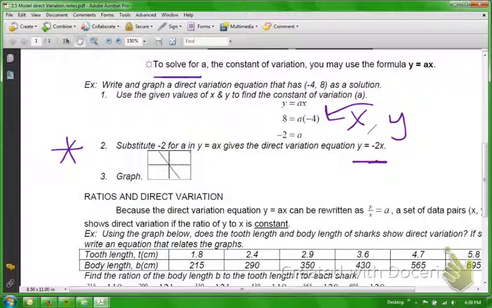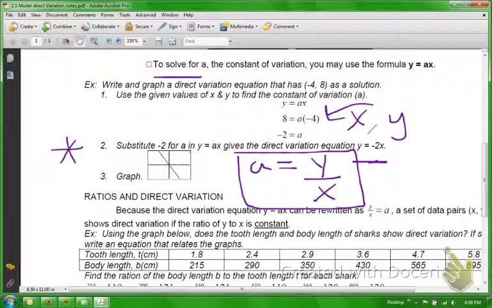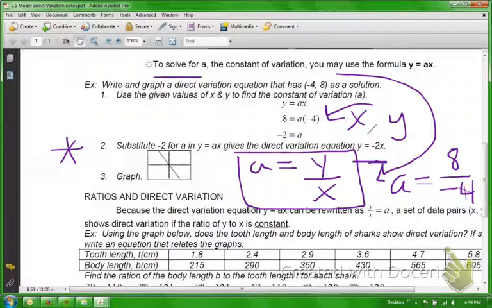There's another way you can look at it. If y equals ax, what does a equal? So we're going to solve for a. That means we divide both sides by x. So a equals y over x. And if you know that, you can solve for a immediately. We could put these numbers in right here and get a equals 8 over negative 4, which is negative 2, and we plug that right in.